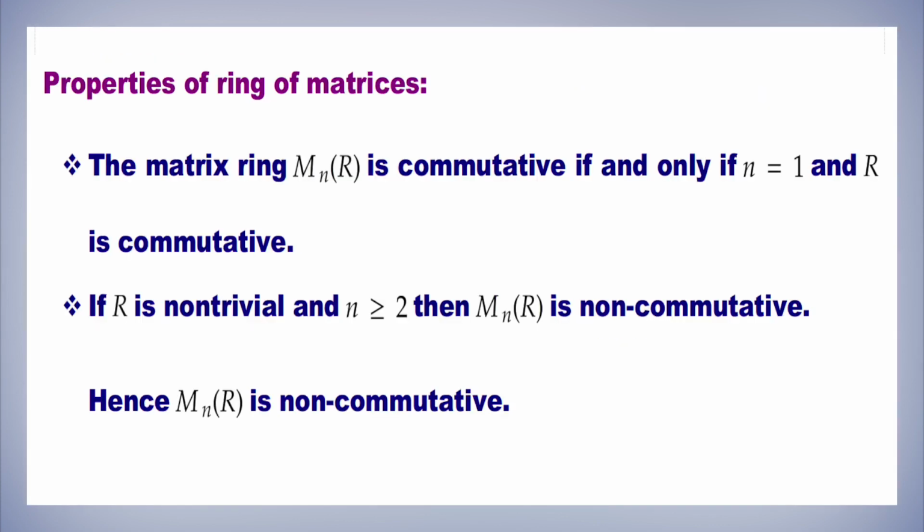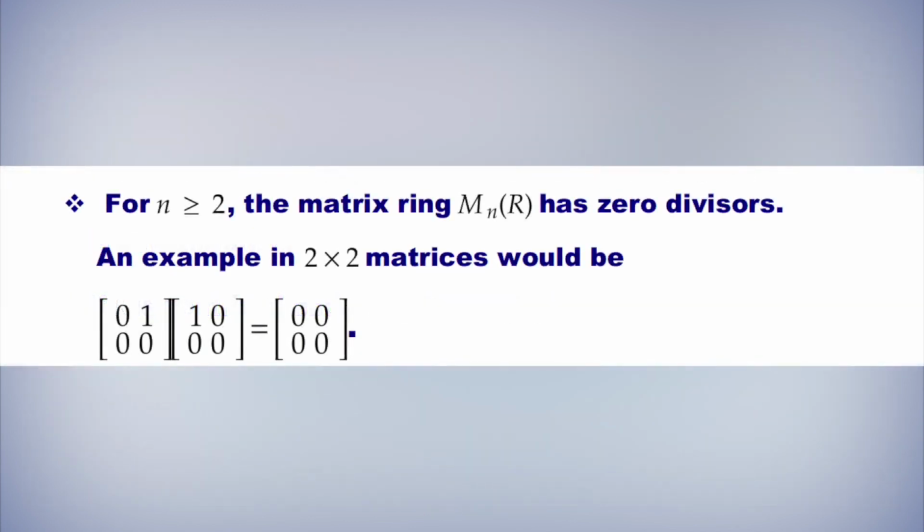Finally, let us see some properties of the ring of matrices. The matrix ring Mn(R) is commutative if and only if n is equal to 1 and R is commutative. If R is non-trivial and n is greater than or equal to 2, then Mn(R) is non-commutative. For n greater than or equal to 2, the matrix ring Mn(R) has zero divisors. An example in 2 by 2 matrices would be [0 1; 0 0] times [1 0; 0 0] is equal to [0 0; 0 0].